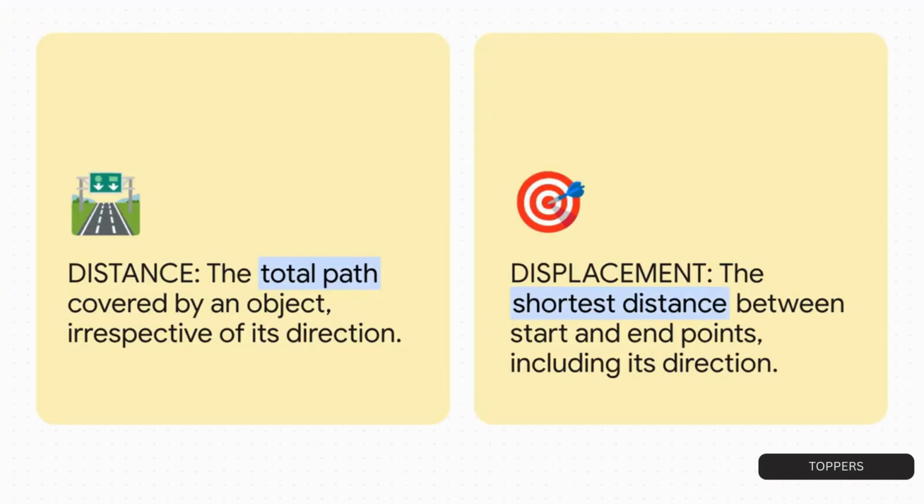First up, let's get this straight. Imagine you walk 10 meters north, and then you turn around and walk 5 meters south. The total distance you traveled is 15 meters, right? But your displacement, how far you actually are from your starting point, is only 5 meters north. Distance is the whole journey. Displacement is just the straight line from start to finish.